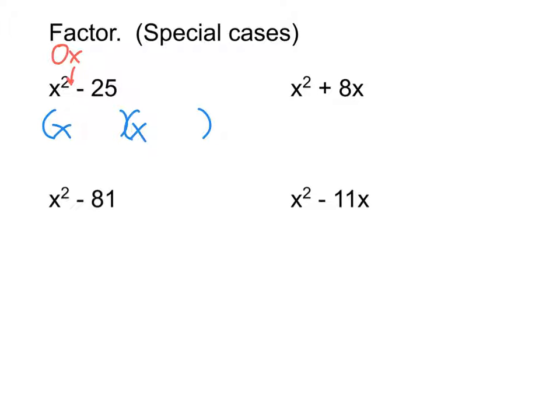So what would we use for the 25? 5. Because 5 times itself is 25, right? And so it'd be x minus 5 times x plus 5, or x plus 5, x minus 5, same thing. And so this then is our answer. That's our factored form. It's the two numbers that add to 0 but multiply to negative 25.